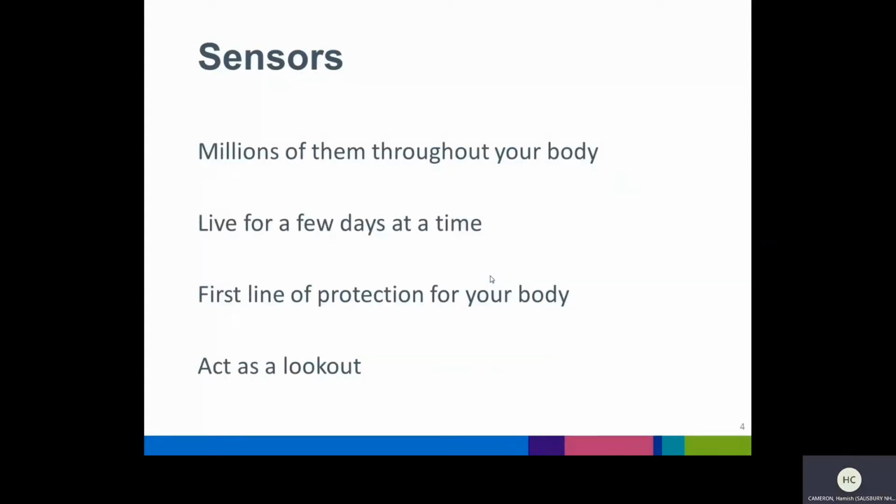So to start off with in that cycle, what we need are some sensors. We have millions of sensors throughout our body, all reporting on lots of different information. Those sensors, those cells only live for a few days at a time, so 2 to 3 days at most, and then they die and new ones are created. And these sensors act as a sort of first line of protection for our body. They're a bit of a lookout system and are able to collect information about what's going on around us and feed that information up to our brain.